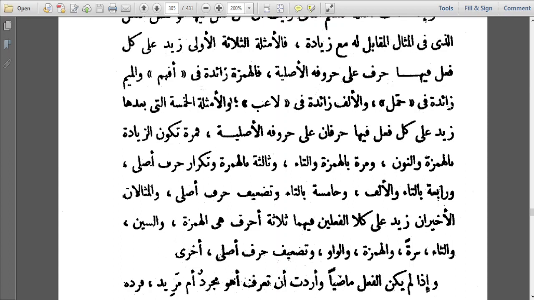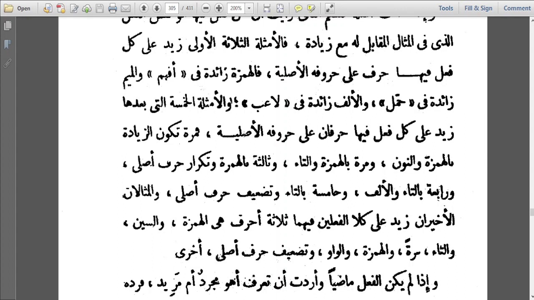It says والميم زائدة في حملة, and a meem has been added to hamala and it has become hammala. And you have والألف زائدة في لا أبا, and the alif here is زائدة. And the second category of examples, which are 5 in number, والأمثلة الخمسة التي بعدها زيد على كل فعل فيها حرفان على حروفه الأصلية.